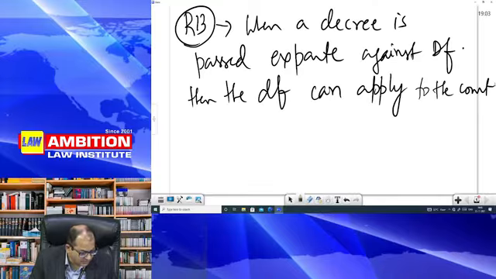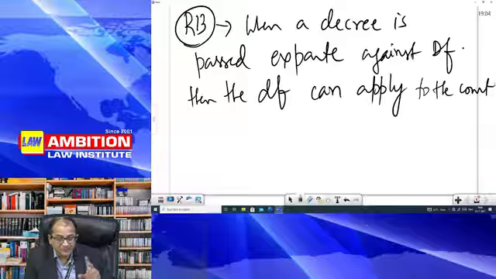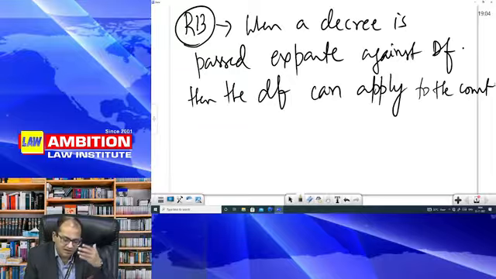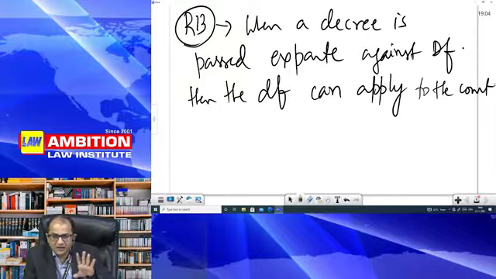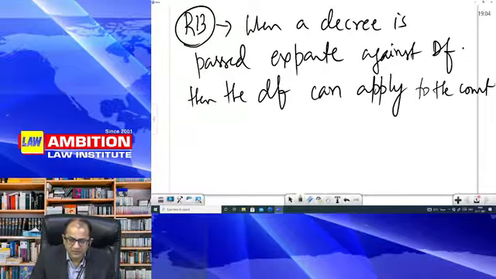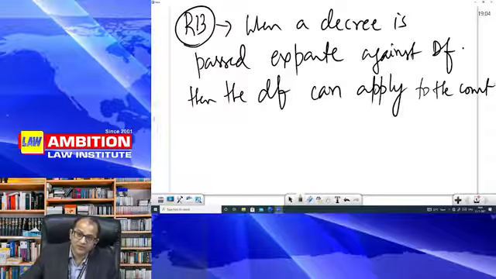But this will apply when the defendant had notice and had sufficient time. So he cannot bring irregularity to set aside the ex parte decree. No, no. He had a notice and he had sufficient time also. So he should have appeared. Irregularity in the service of summons is not the ground. You cannot take benefit of irregularity. So here the condition is that the defendant had notice and sufficient time to appear.